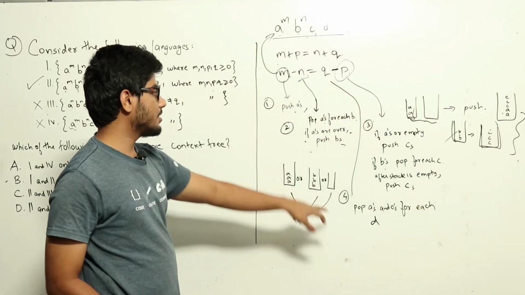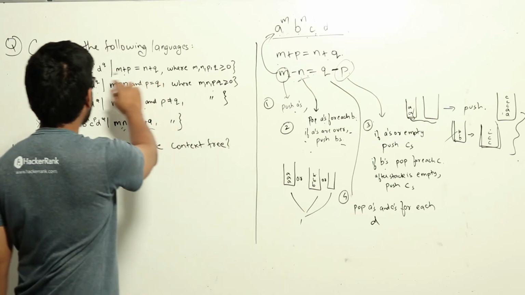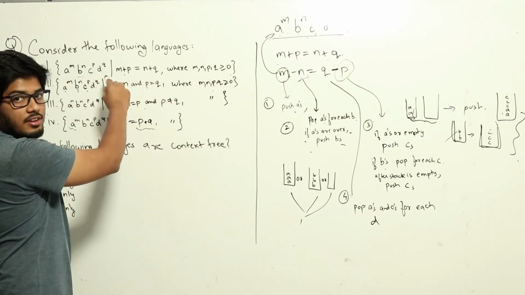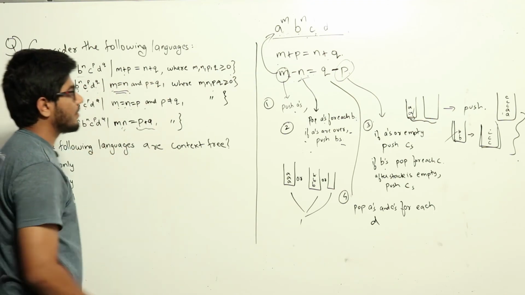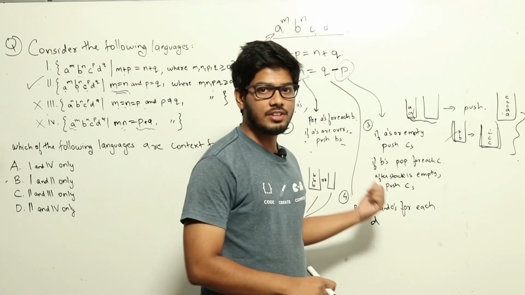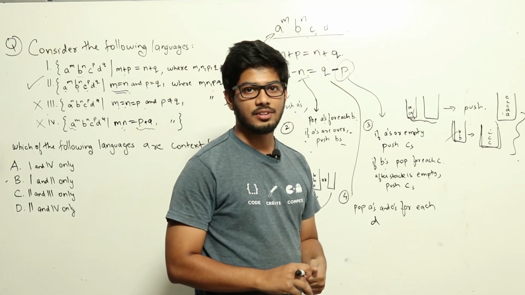So this is the algorithm for proving that this is a context free language. This is the pushdown automaton for satisfying this language. You can try it with multiple examples and see that this always works for the given example, and this is the answer.